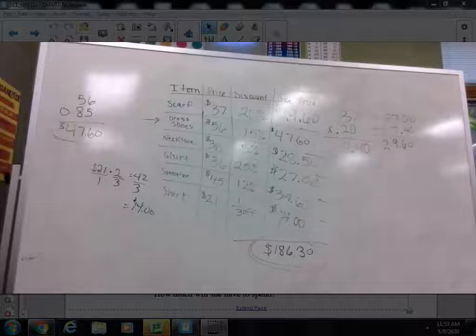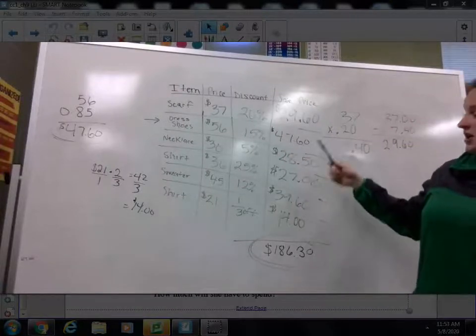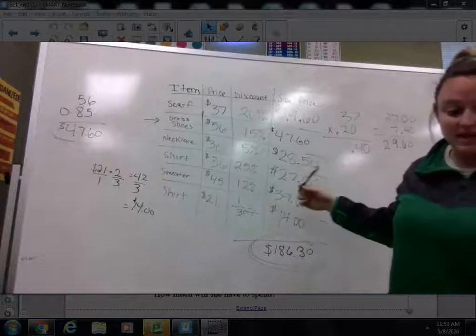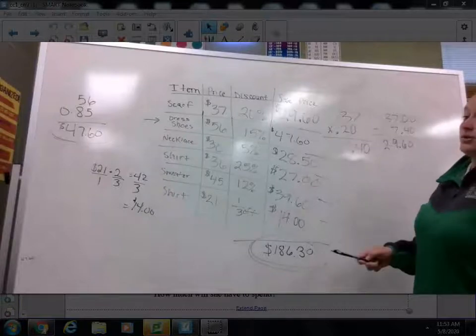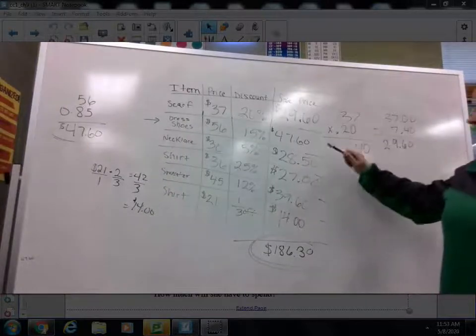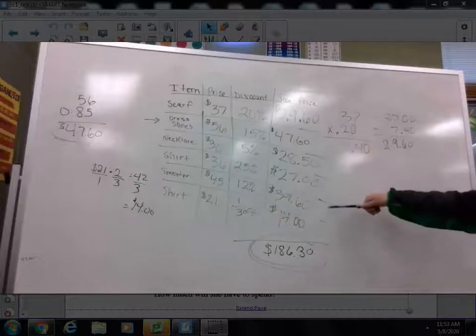No. So if we don't have enough to buy all the items, we need to figure out something that we don't want to buy. So I looked at what was the most expensive thing, the dress shoes. So I took $186.30 and I subtracted $47.60 to get $138.70. But I think that we can get closer to $150. So I think we're going to keep the dress shoes and try something else. So probably the next highest price item? Yeah. Okay. So the sweater.